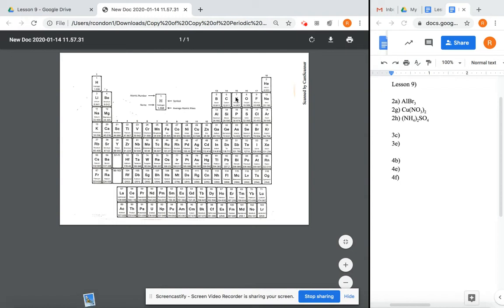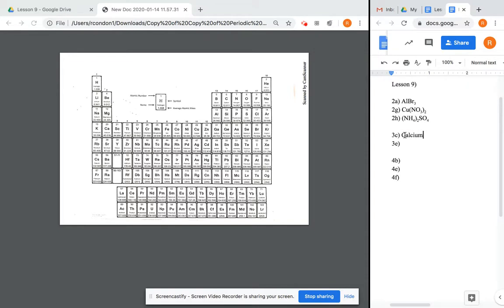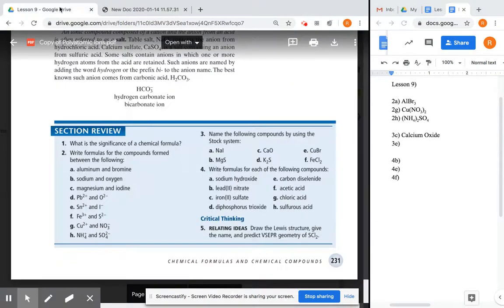Oxygen is going to form a -2, +2 cancels out with a -2, so it's just going to be calcium oxide. Oops, wow, I misspelled calcium. How about that? All right, so we named calcium oxide.